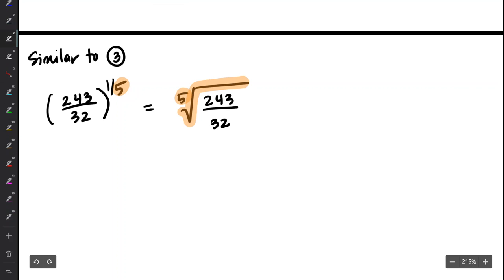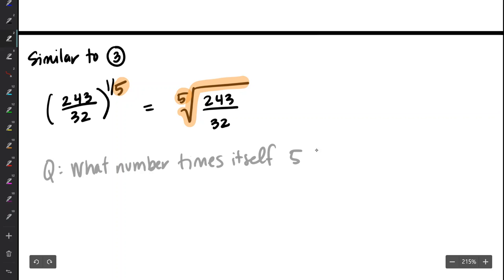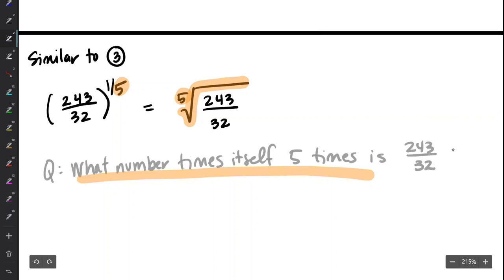The question here is, what number times itself 5 times, i.e. to the 5th power, is 243 all over 32, the number underneath the radical?